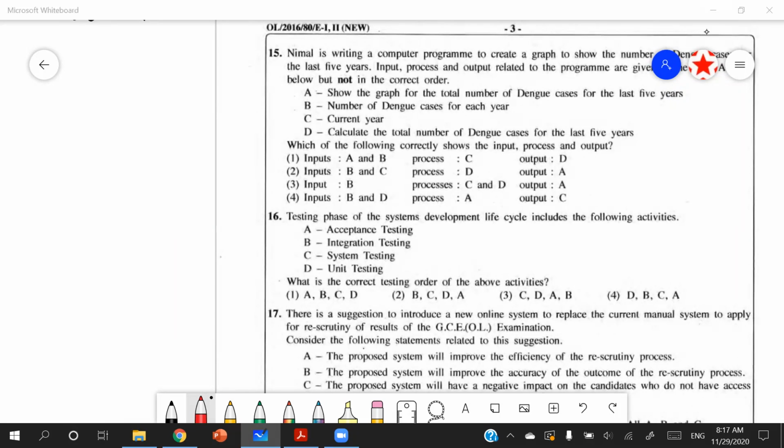Yes. Right. So the 16th, the testing phase of a system development lifecycle includes the following activities: acceptance testing, integration testing, system testing, unit testing. What is the correct order? We discussed this a little while ago. Unit is the first, integration is the second, system is the third, acceptance is the fourth. They ask for the correct order, so it's going to be D, B, C, A. The fourth is the only one that has D at the front. D, B, C, A. It's the fourth one.